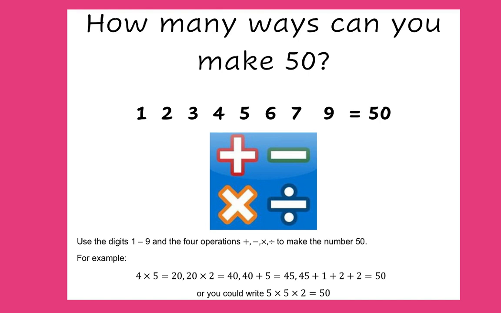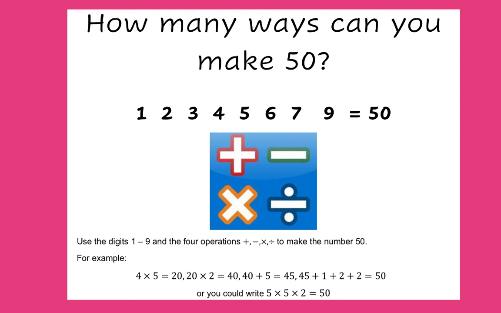This task is called How Many Ways Can You Make 50? And it's very similar to the task that you'll do in week 4. The goal of the task is to use the digits 1 to 9 and the 4 operations plus, minus, times and divide to make the number 50. Now you can use the numbers in any order and the operations in any order to make the number 50, and the goal is to make as many different varieties as you can.